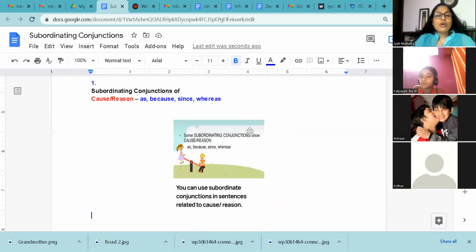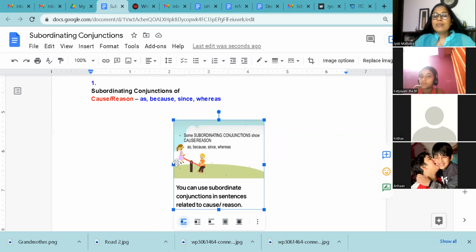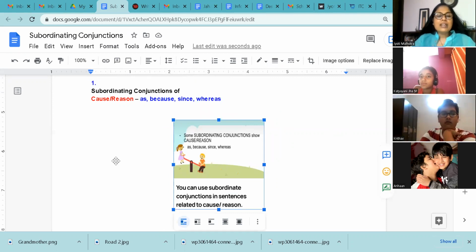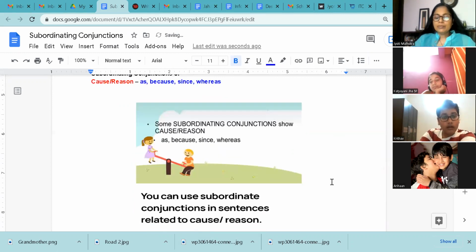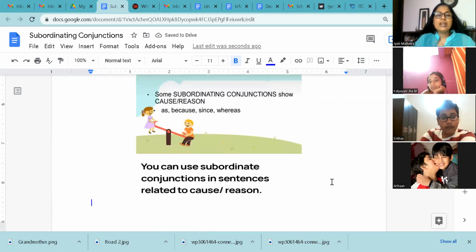Subordinating conjunctions of cause or reason. So Kritha will read this slide. Kritha, please read it. Which one? This picture, this slide. You can use subordinate conjunctions in sentences related to cause or reason. Read the top portion also, please. Some subordinating conjunctions show cause or reason: as, because, since, whereas. Do you know this word?